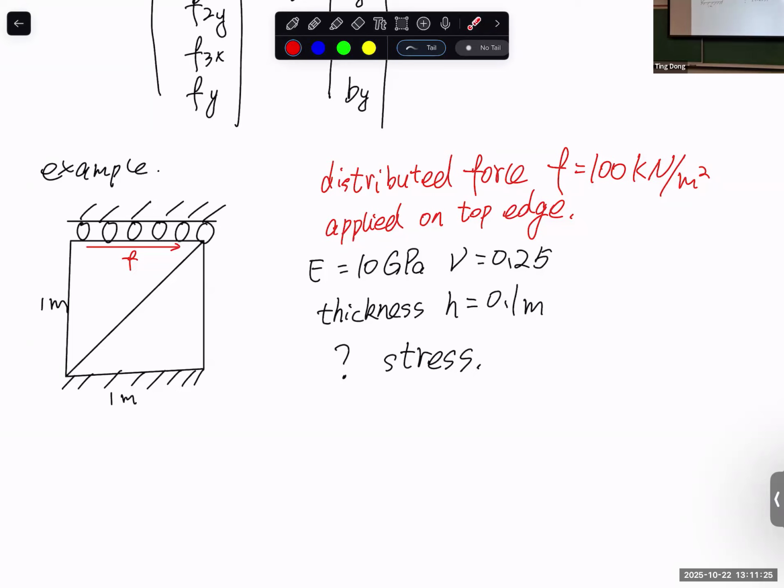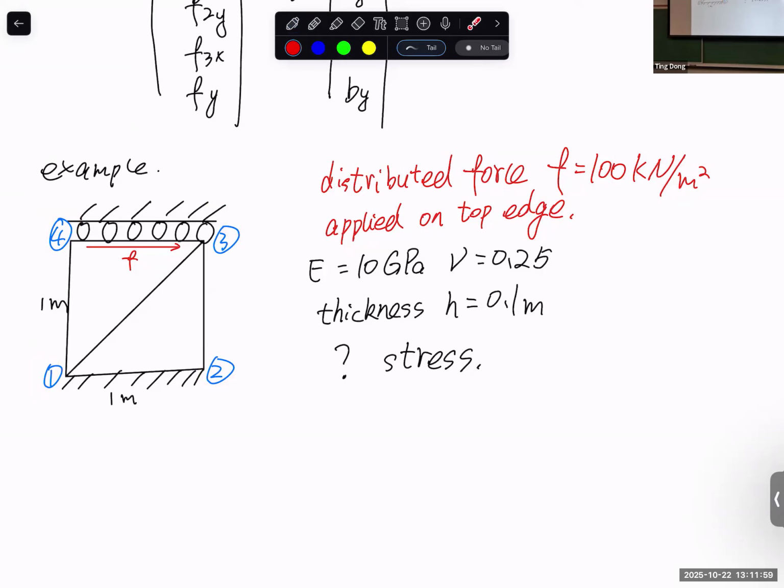So first, let's make it clear. Let's mark the nodes as node 1, 2, 3, 4. Before we apply boundary conditions, our system should have a total of 8 degrees of freedom. Do you agree with me or not? 8 degrees of freedom. We have 4 nodes, and each node has displacement x and displacement y, so we have 8 degrees of freedom.